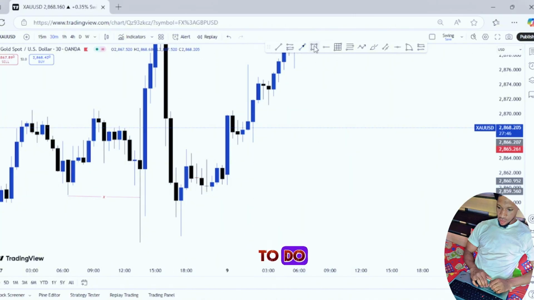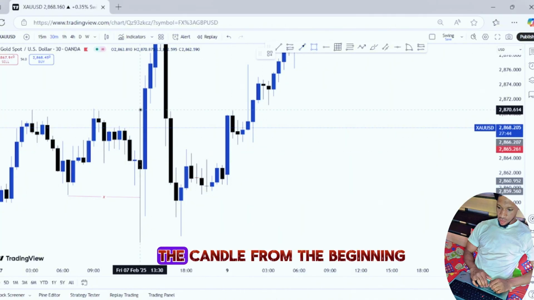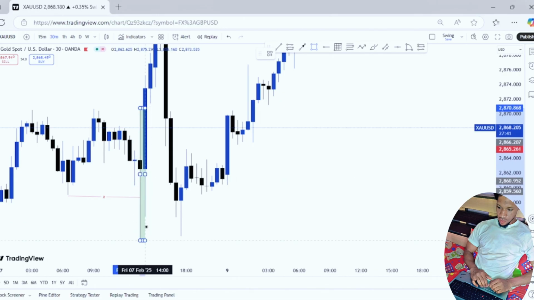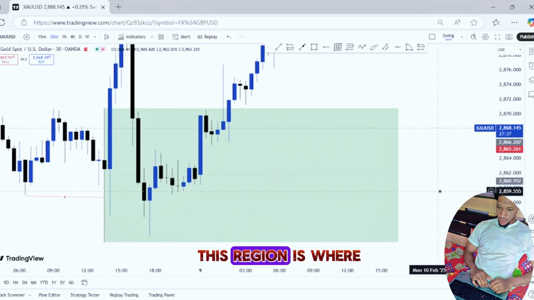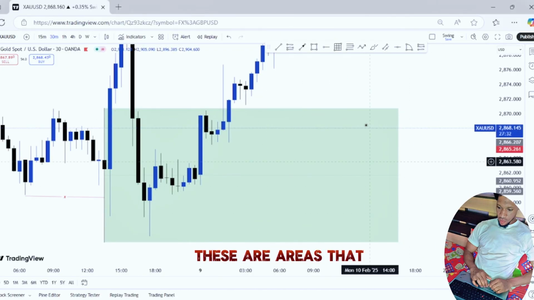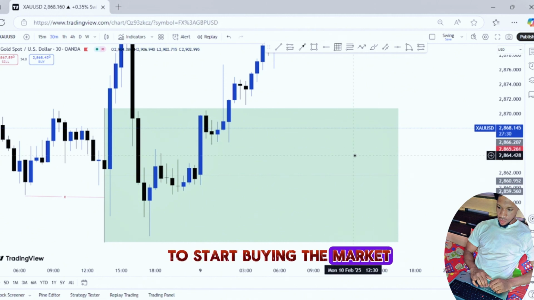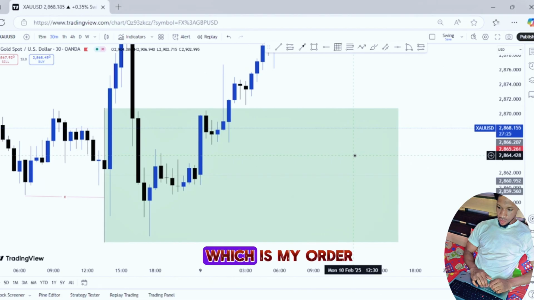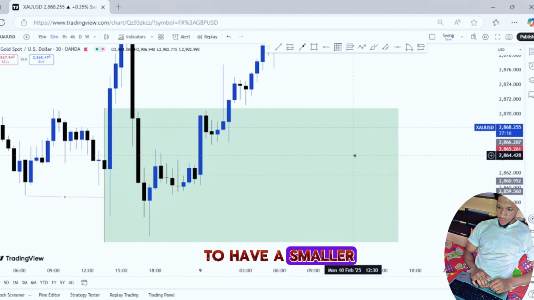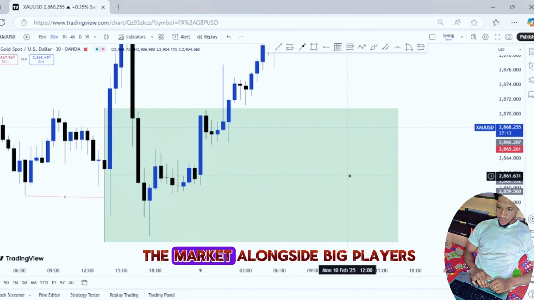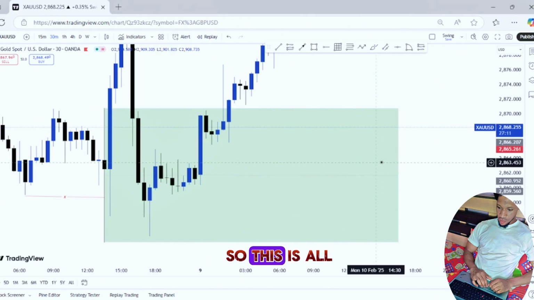So all I have to do is mark the candle from the beginning to the ending of the candle. So I'll mark it out. This region is where I'm going to be looking out for buys. These are areas that I'm going to be looking to start buying the market. Inside this liquidity candle, I'm going to be looking out for two things, which are my order block and my fair value gap. When I see that, I'm going to be compressing them together to have a smaller stop loss, then I'll buy the market alongside the big players. So this is all I do.